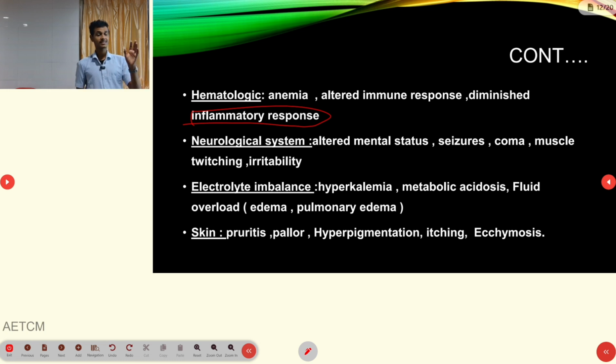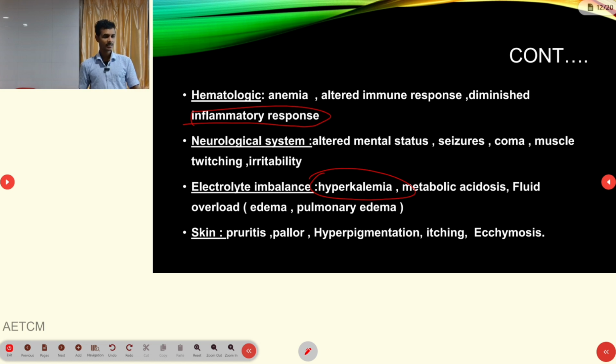Electrolyte imbalance wise, hyperkalemia will occur. Hyperkalemia is one of the more common life-threatening ones. It can lead to arrhythmia, cardiac arrest, and hypotension. Metabolic acidosis is also one of the common things.